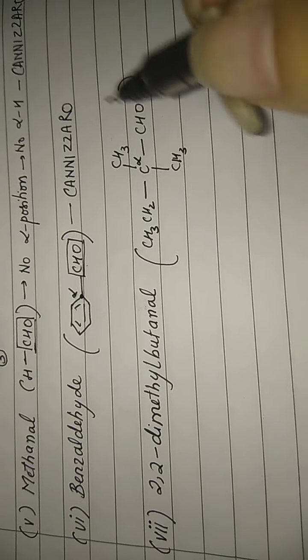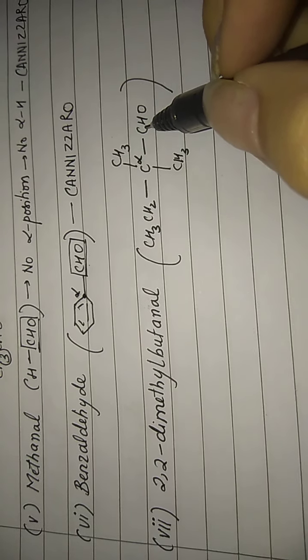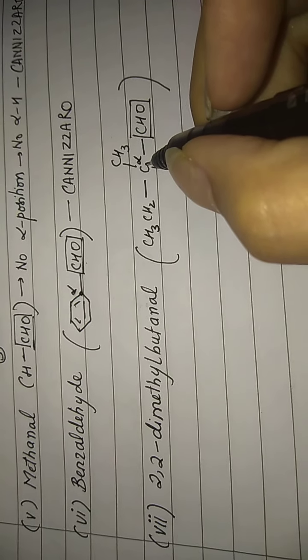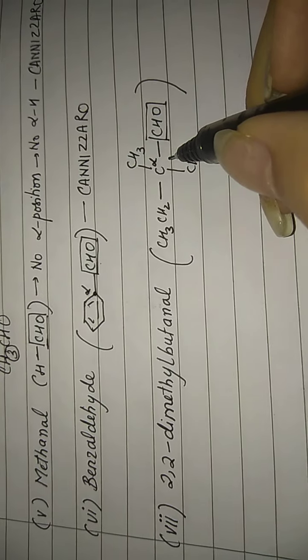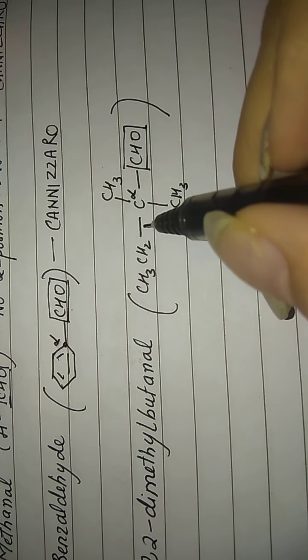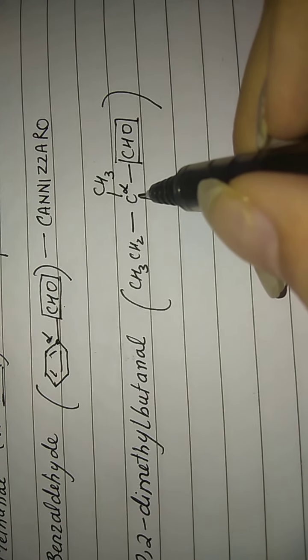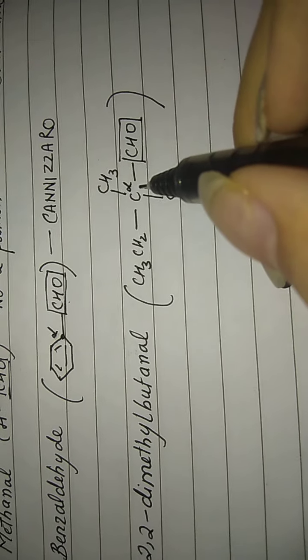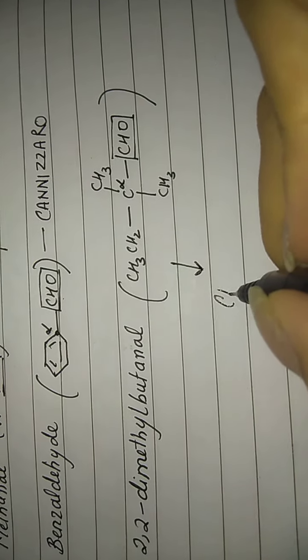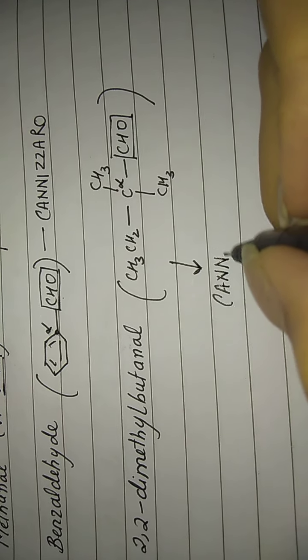2,2-dimethyl butanal. All of you can draw the structure. This is the functional group. The position which is next to the functional group is the alpha position. As you can see very clearly that around this carbon atom there are already 4 bonds present. So there is no space for hydrogen atom. That means this does not possess any alpha hydrogen atom. So again it will undergo Cannizzaro reaction.